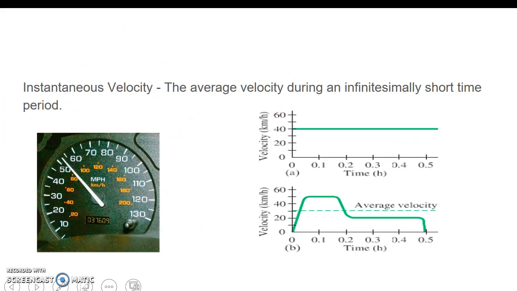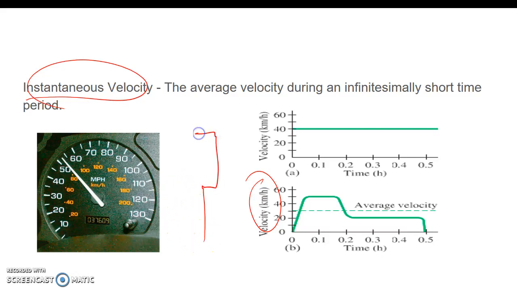Another term that comes up is instantaneous velocity. That's the average velocity during a very small time period. So let's say, for instance, we do some math and we find our average velocity to be 30 kilometers per hour. But we know that anytime we travel, it's going to be stop and go, speed up, slow down, etc. And so we have to look at the whole thing.